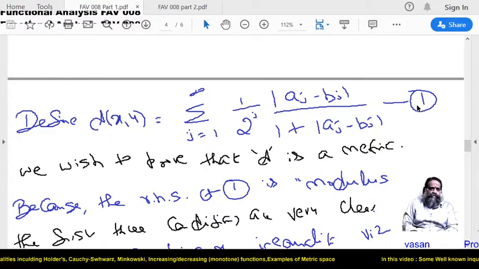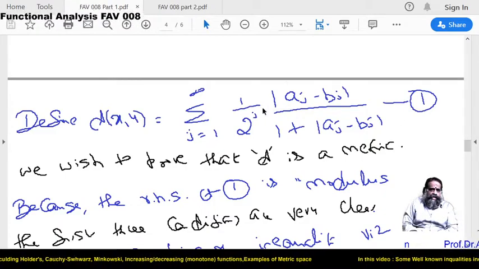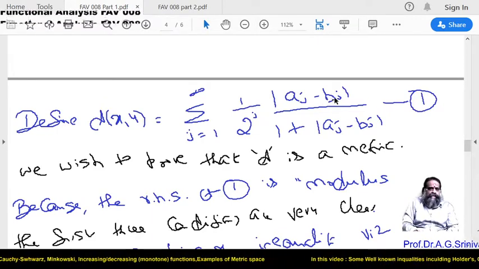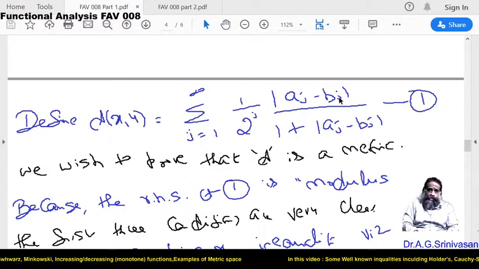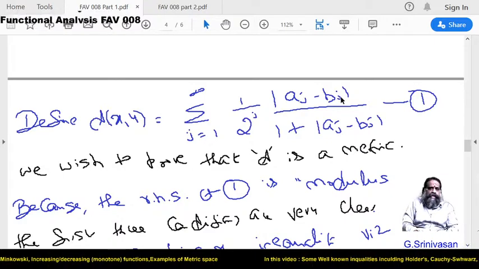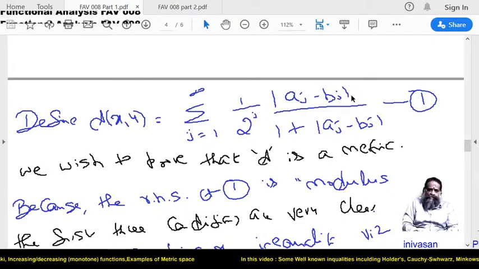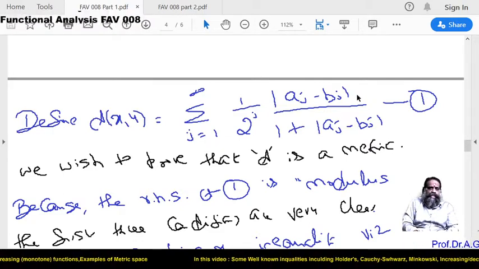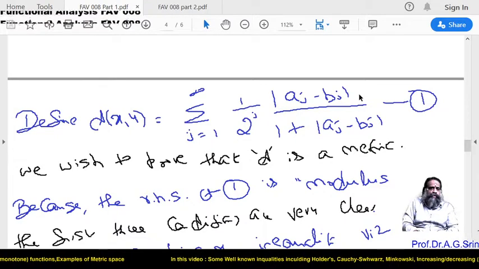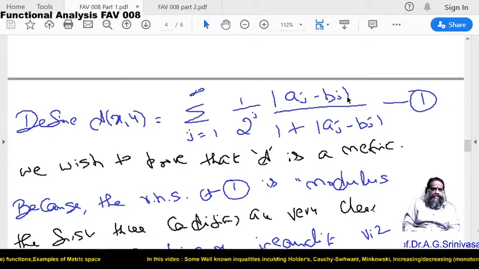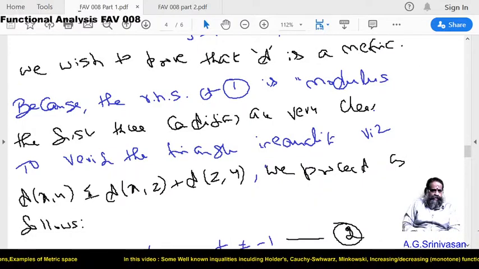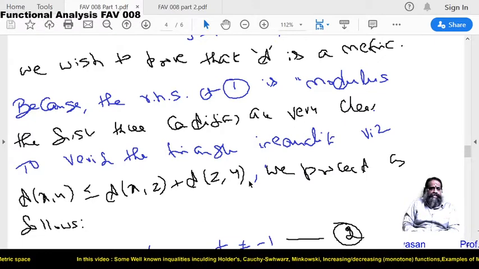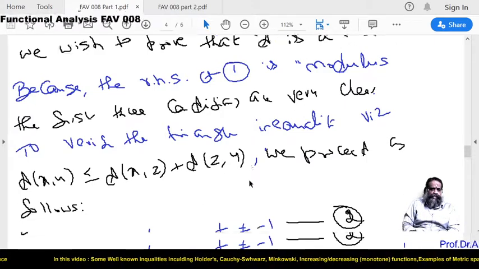The right hand side of d(x, y) guarantees the first three conditions of the metric space, which are d(x, y) greater than or equal to 0 for every x and y, d(x, y) is equal to 0 if and only if x is equal to y, and d(x, y) is equal to d(y, x). We wish to prove only the fourth condition, which is the triangle inequality, d(x, y) less than or equal to d(x, z) plus d(z, y). The proof is as follows.